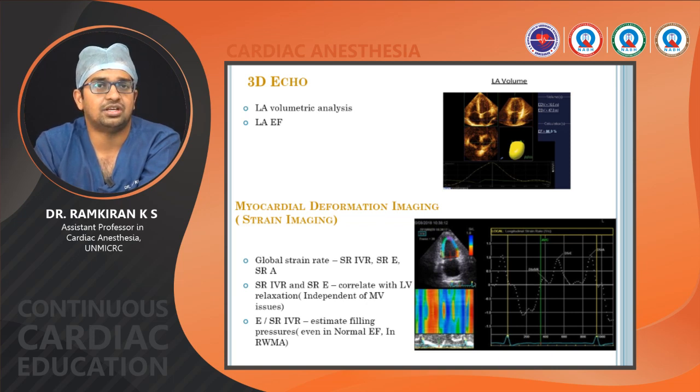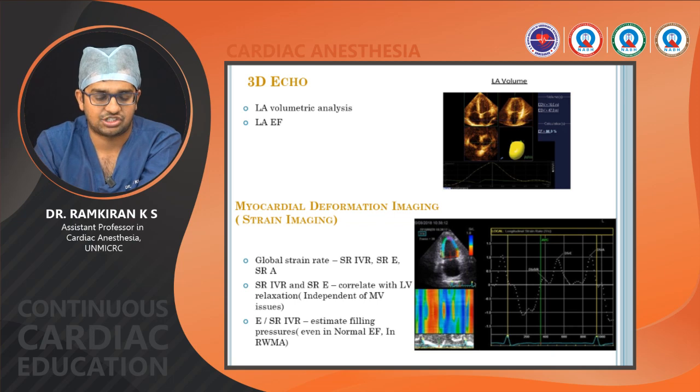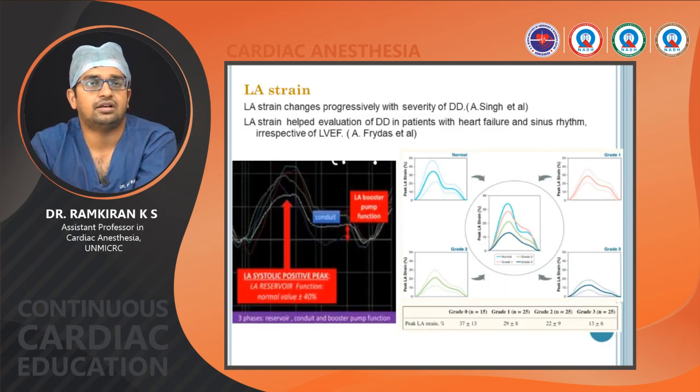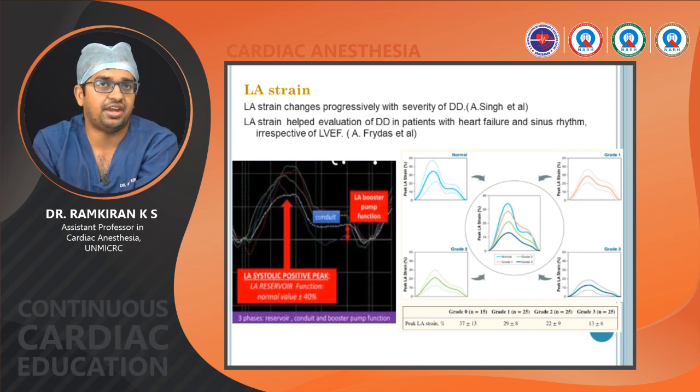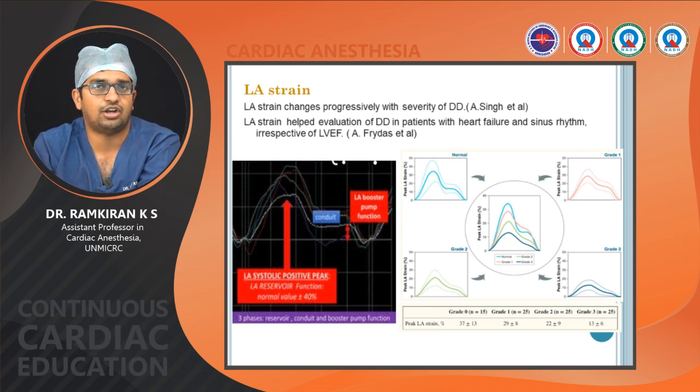And then now the strain imaging, the global strain imaging, that is the strain rate of isovolumetric relaxation and the strain rate of E and A, can all assess the diastolic dysfunction. And now the single important parameter which is coming up is LA strain. Till now we have seen many parameters clubbed together to assess the diastolic dysfunction, but LA strain as a single parameter is known to assess the severity of the diastolic dysfunction.